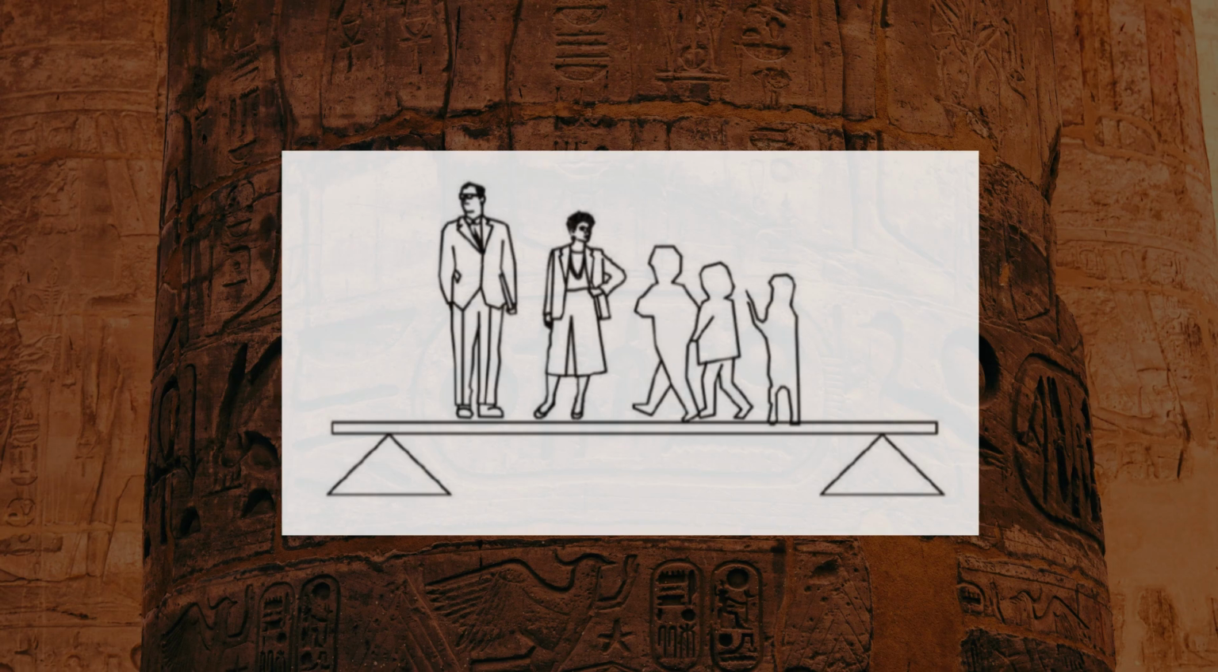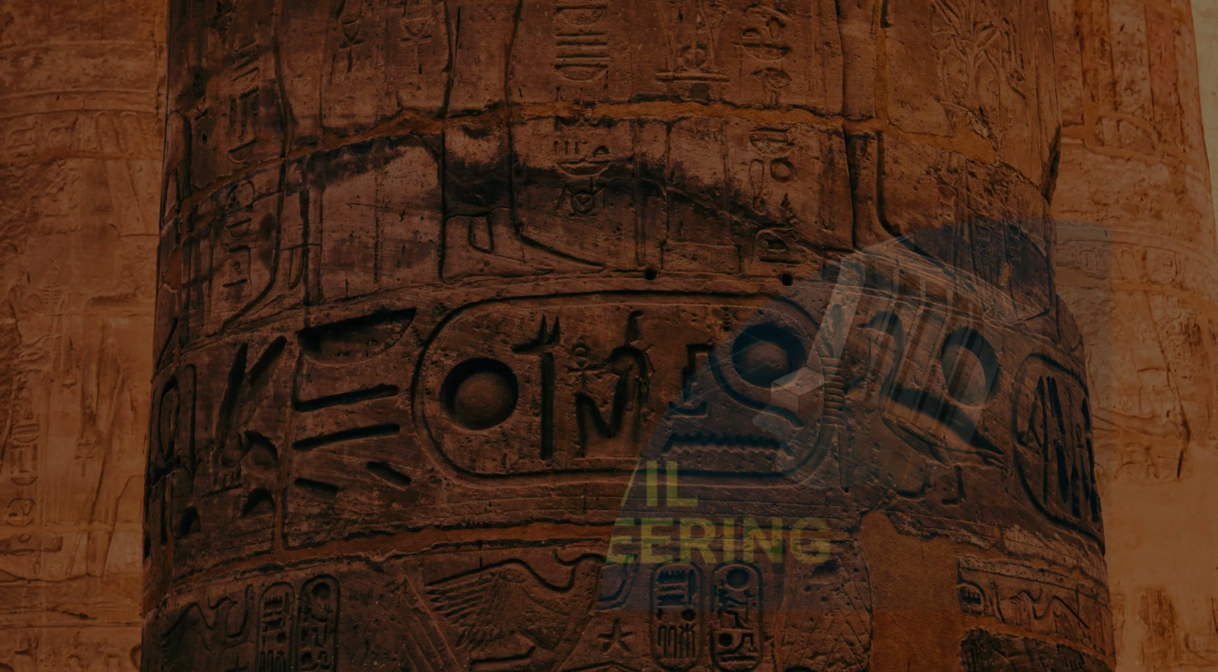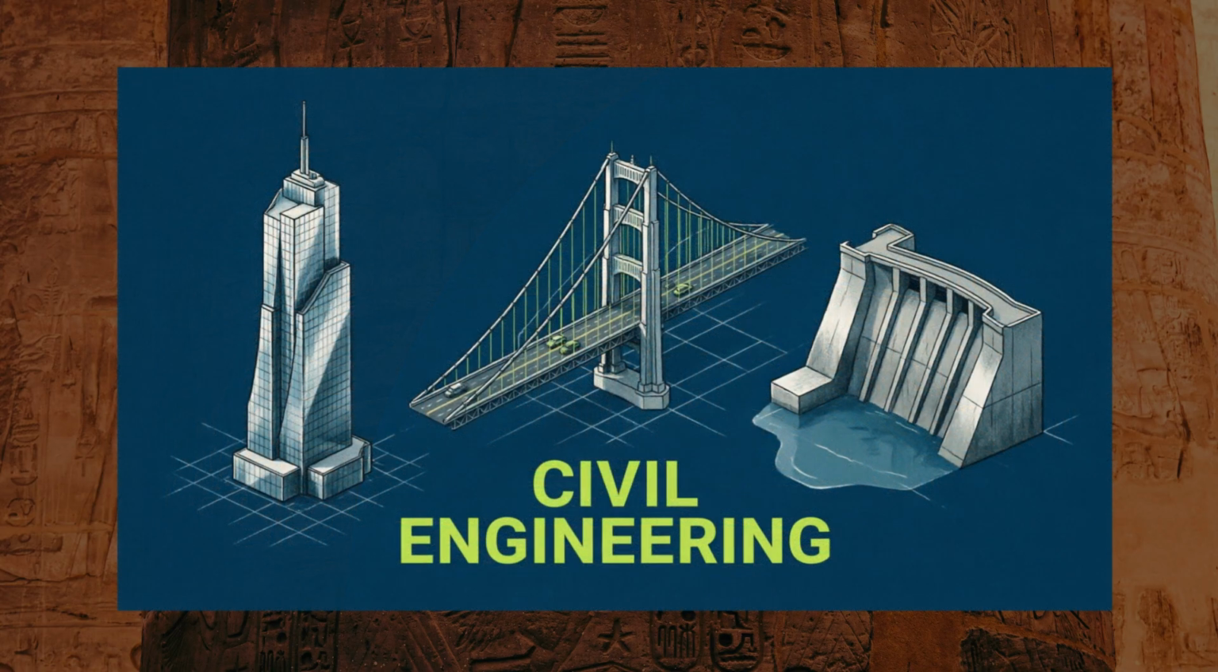At the end of the day, civil engineering is a massive balancing act. We have to take the dead loads, the live loads, the wind, the earthquakes, and the water, figure out exactly how they are distributed, and then pick the right materials to fight back.